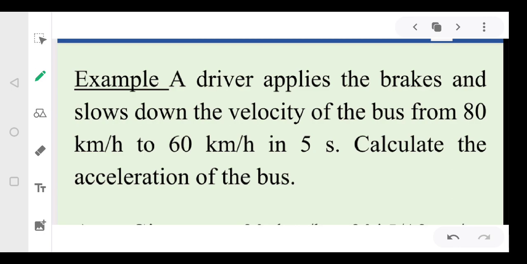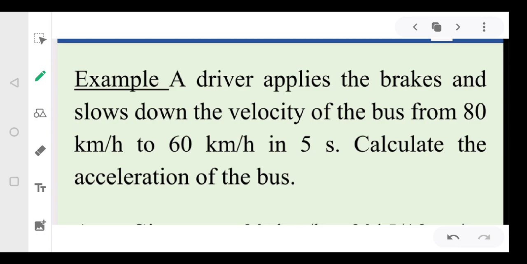Now let us do one numerical based on acceleration. A driver applies the brakes and slows down the velocity of the bus from 80 km per hour to 60 km per hour in 5 seconds. Calculate the acceleration of the bus.